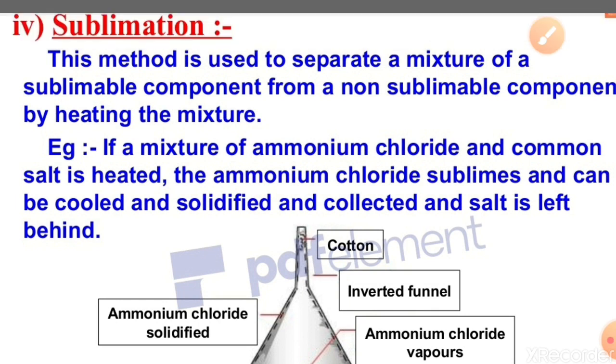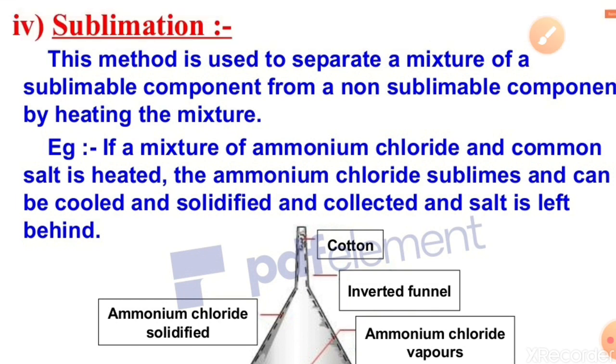So what you have to do is, if a mixture of ammonium chloride and common salt is heated, both are solids. Ammonium chloride is a solid and salt is also a solid. So you have to mix them and heat them a little. What will happen? We know that ammonium chloride will directly come into its gaseous state. So the ammonium chloride sublimes and can be cooled, solidified and collected, and the salt is left behind. This process is directly given in your textbook.